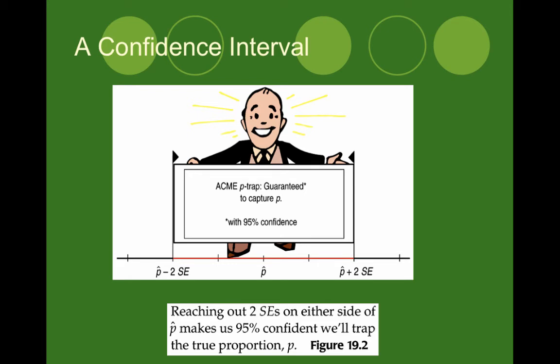So this guy is holding a sign in between 2 things, p-hat right in the middle, minus our 2 standard errors, plus our 2 standard errors. Our population proportion will be somewhere in this red-lined area. Reaching out 2 standard errors on either side of p-hat makes us 95% confident we'll trap the true proportion.